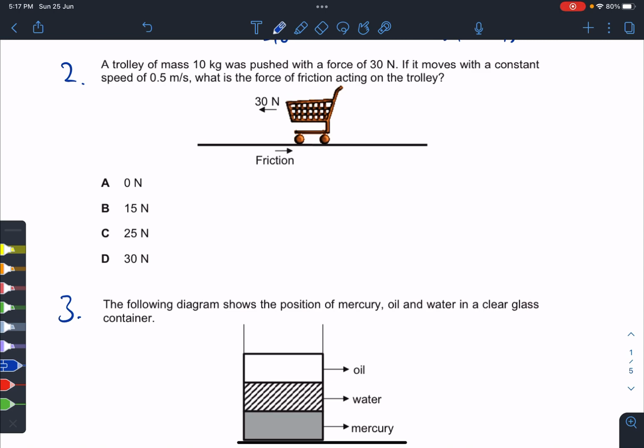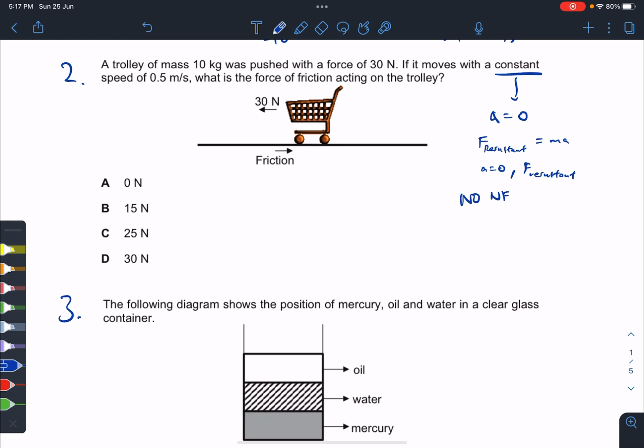Okay, let's take a look. It says constant speed. Constant speed tells me that acceleration is 0. F resultant equals ma. Therefore, if a is 0, F resultant is 0. So there is no net force.